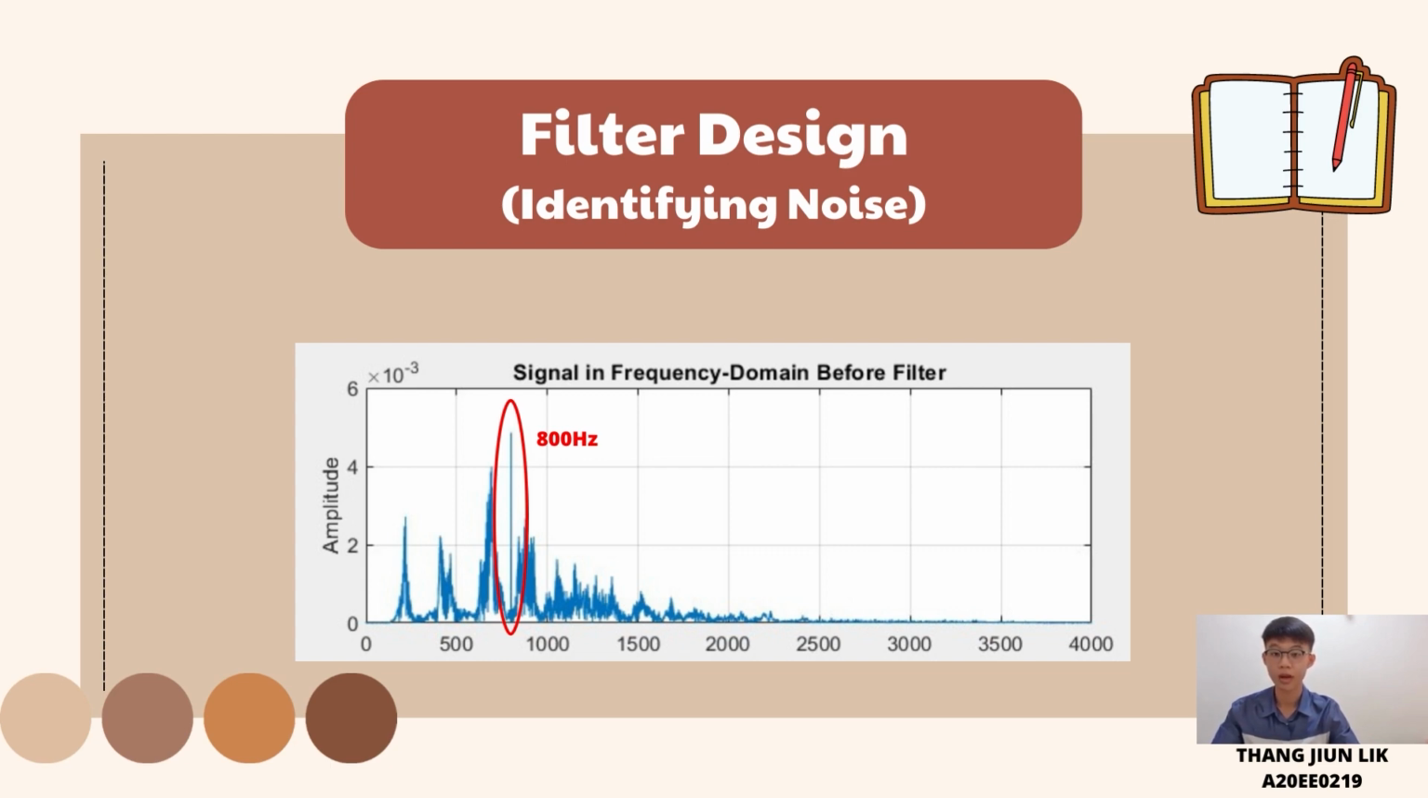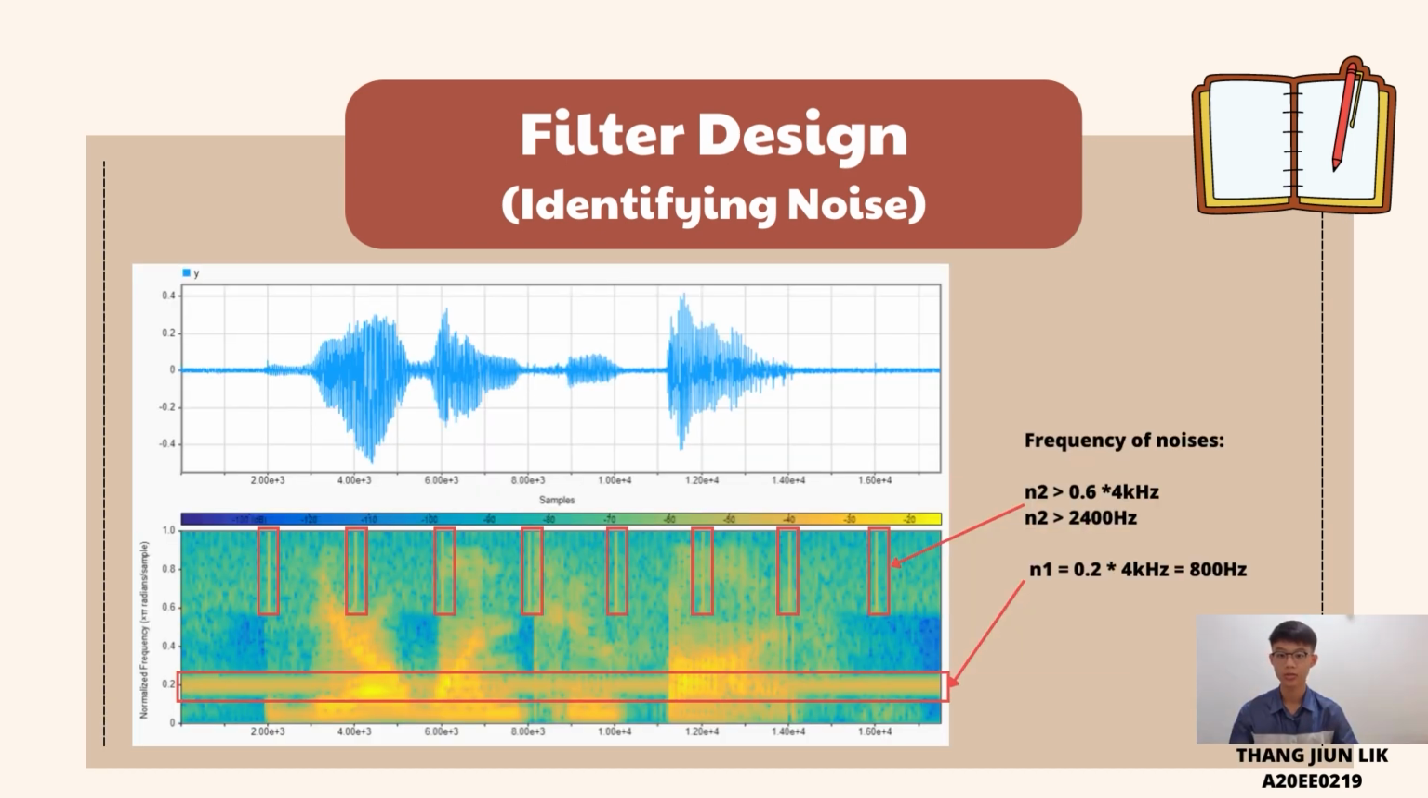To tackle this problem, our team decided to use another approach, which is the spectrogram. Now let's look at the spectrogram in the figure below. The two noises contributing to the beeping sound and ticking sound are found to be located at 0.2 normalized frequency and above 0.6 normalized frequency. By converting the normalized frequency to the real frequency, we multiply the normalized frequency by half of the sampling frequency, which is 4000 Hz. By doing so, we get that one of the noises is located at around 800 Hz and the other one is above 2400 Hz.